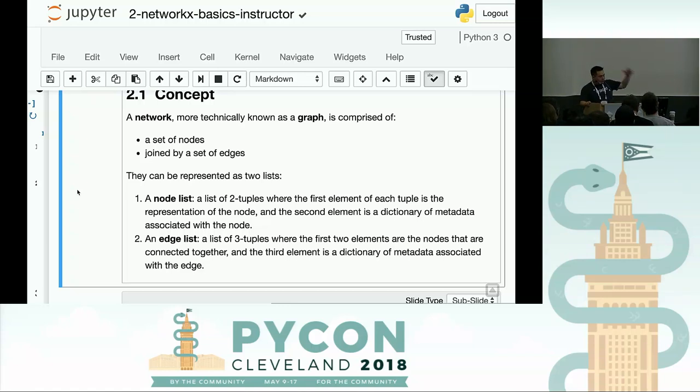So in NetworkX, the way that we store metadata is through these attributes. And it's stored as a dictionary, right?